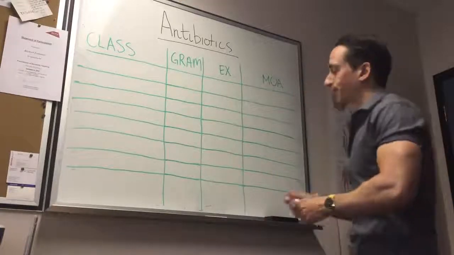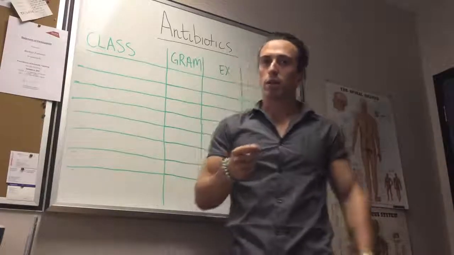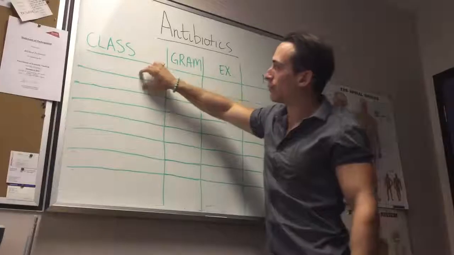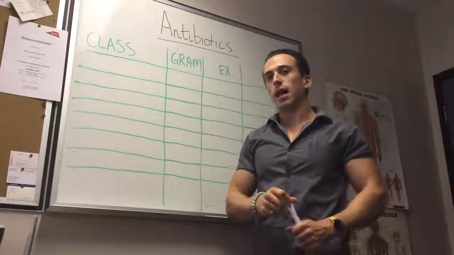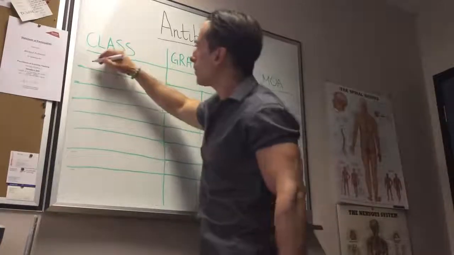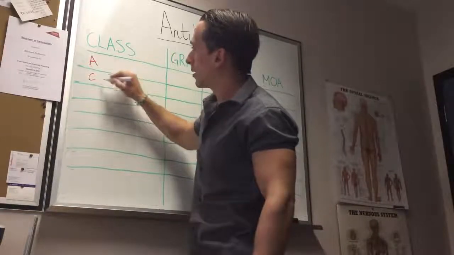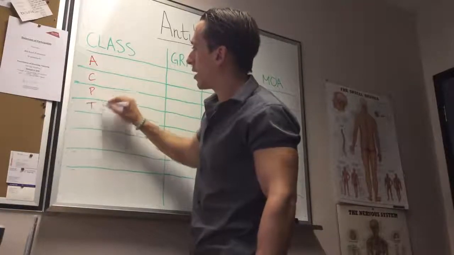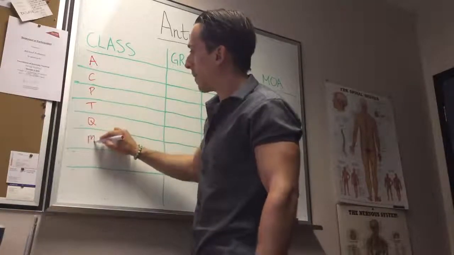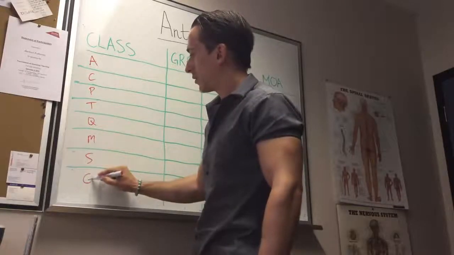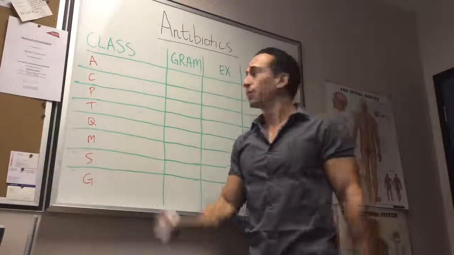So there is a mnemonic that I like to use which helps break down these particular classes. And the mnemonic is this: antibiotics can protect the queen's men, servants, and guards.